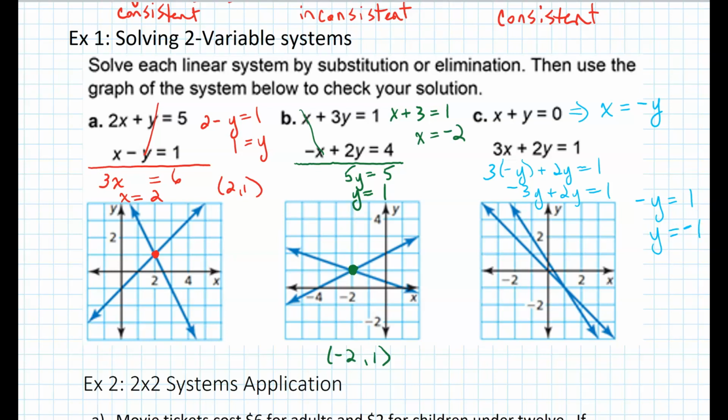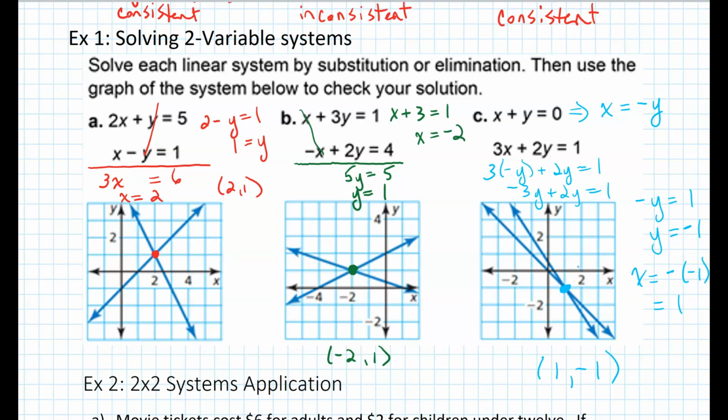Okay, so now we're going to plug it back in. So what does x equal? 1, because x is equal to -y, which is +1. And again, the solution is the ordered pair, 1, -1, and does that match our graph? Yes. So there we go.